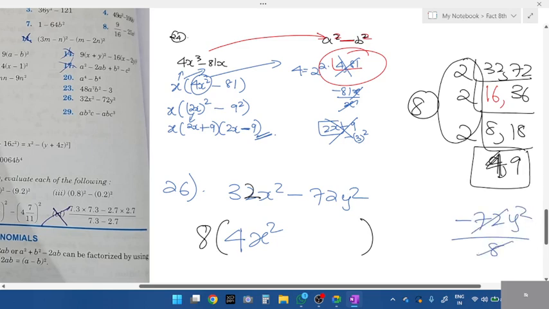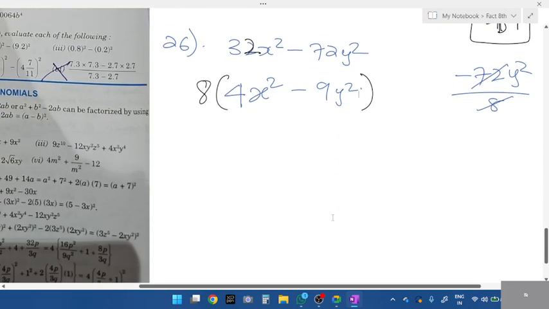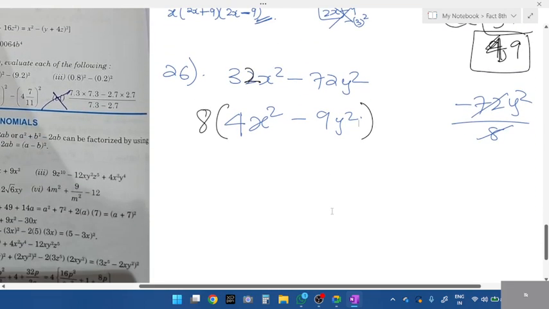Then subtract, take minus 72 y square and divide it. How many times does it go? Isn't it going 9 times? Now tell me what is given in the bracket. Is it a perfect square or not? 4 and 9. 2x the whole square. How can I write 9y square? Yes, completely. Add 2x plus 3y, 2x minus 3y. That will give you the answer.